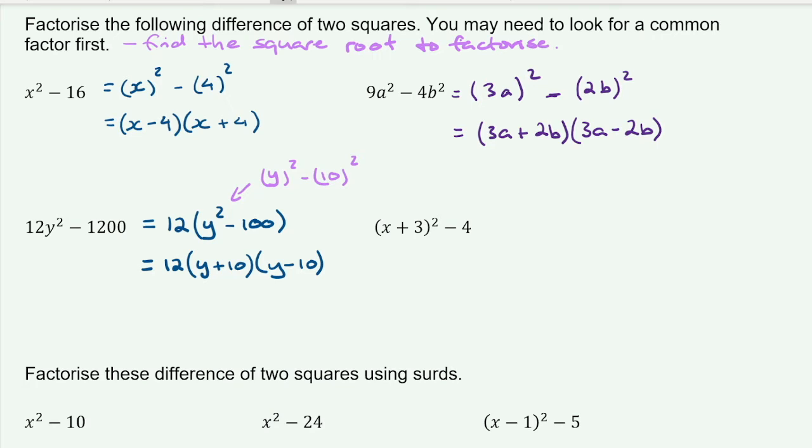Now for the last one, all right, we are going to see slight difference again. So we've got the x plus 3 squared already. Then 4, well, that's 2 squared. If we factorize out our x plus 3 squared, we get all of that.